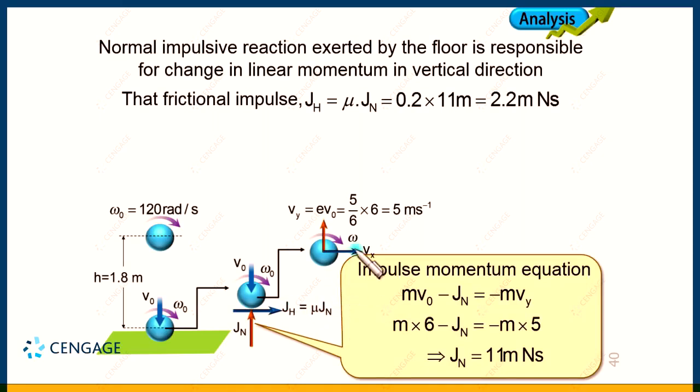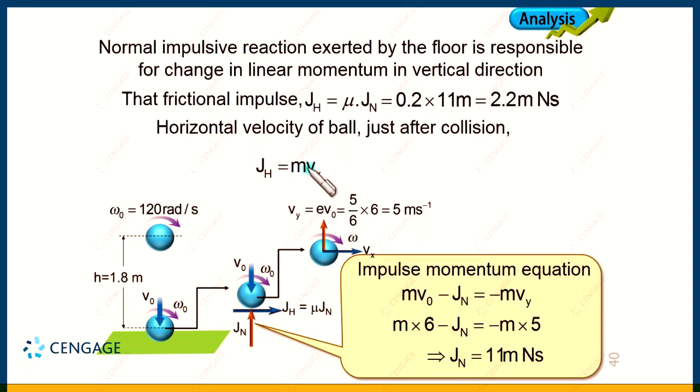Now we can calculate the horizontal component of the velocity by using the impulse momentum equation in translational motion. We can observe that this horizontal impulse is responsible for this Vx, because initially we do not have any linear momentum in the horizontal direction. That means this impulse will provide the horizontal momentum. So we can write Jh equal to m multiplied by Vx. We know the value of Jh, that is 2.2 m. m is unknown. Vx can be calculated using this. We can substitute this value, right? Vx equal to 2.2 m divided by m, that is equal to 2.2 meter per second. That means the velocity of the ball just after collision in the horizontal direction is 2.2 meter per second.